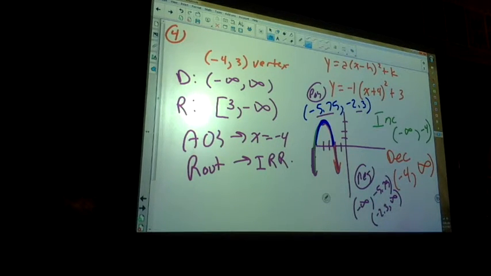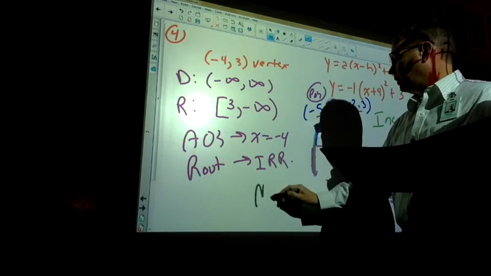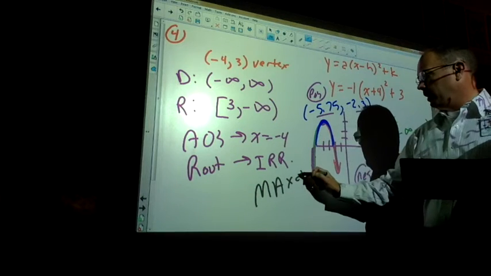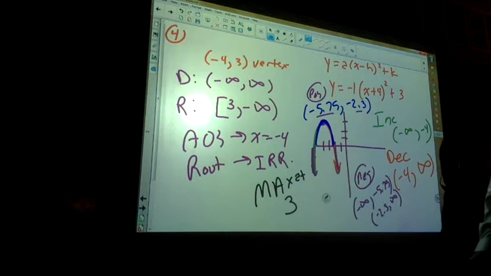What was the maximum and the minimum? We don't have three. So this one has a max, right? So we have a max at 3. Just want to make sure. Max at 3. Remember, the maximum deals with the y component.